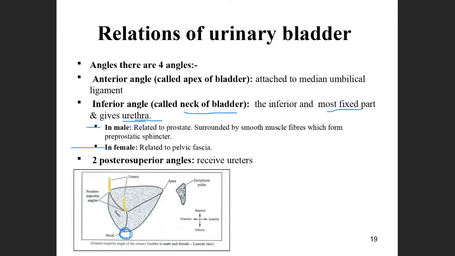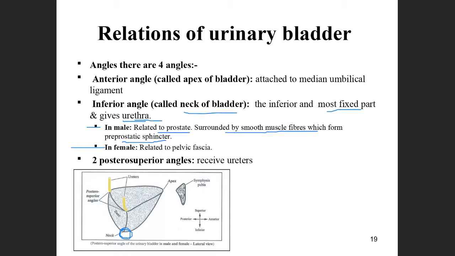The neck of the urinary bladder is related to the prostate. Okay, the prostate is the only gland present in the males. Where is the prostate gland present? It is present at the neck of the urinary bladder, and surrounded by smooth muscles. These muscles make the prostatic sphincter, the small constriction to hold the urine inside the urinary bladder.